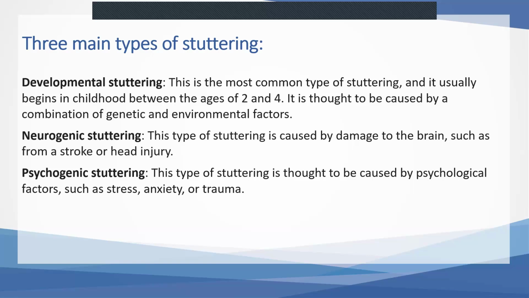Neurogenic stuttering, this is a type of stuttering that's caused by damage to the brain, such as from a stroke or head injury. Psychogenic stuttering, this is a type of stuttering that's thought to be caused by a psychological factor, such as stress, anxiety, and trauma.